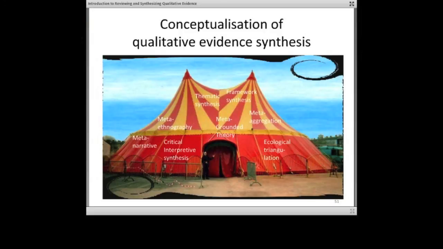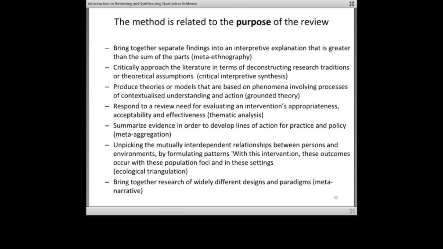So qualitative evidence synthesis is actually just an umbrella term which encompasses many different approaches. In other words, there's room for many different types of views about qualitative evidence synthesis that can comfortably fit underneath this big tent. One thing that helps you to choose between all these methods is to think about the purpose of your qualitative evidence review, and some of the purposes can be linked to certain types of qualitative evidence synthesis.